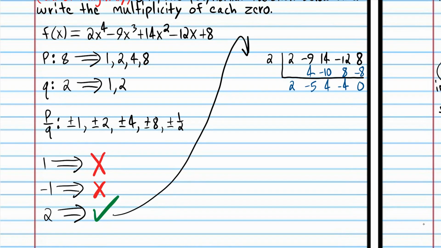So what does this mean? Well, what it means is that our original function is equal to x minus 2 times 2x cubed minus 5x squared plus 4x minus 4.